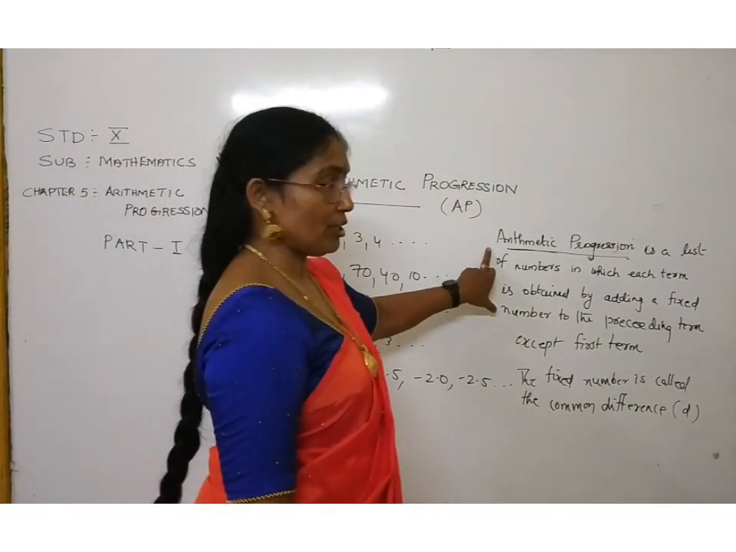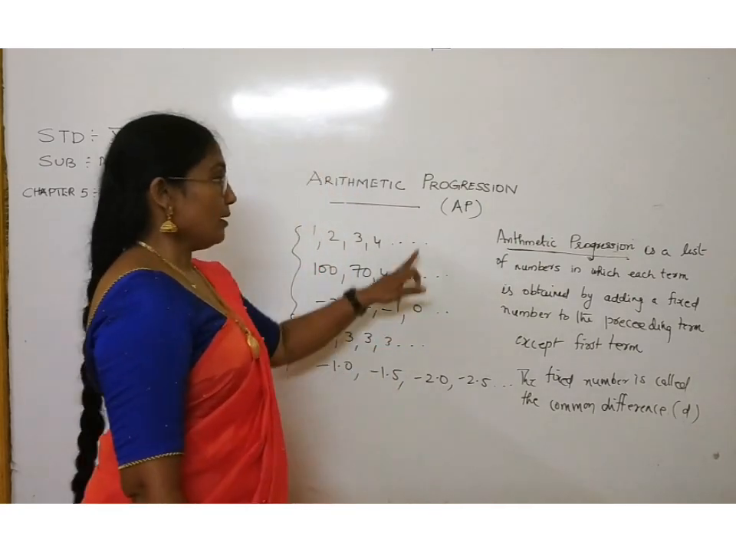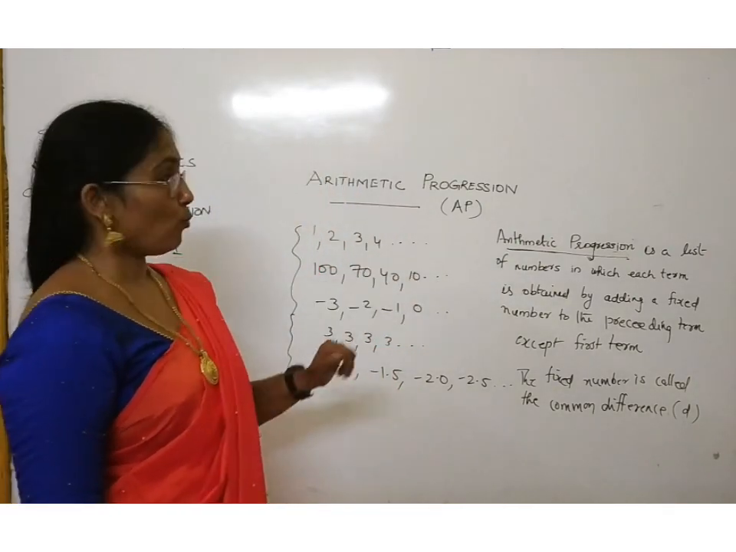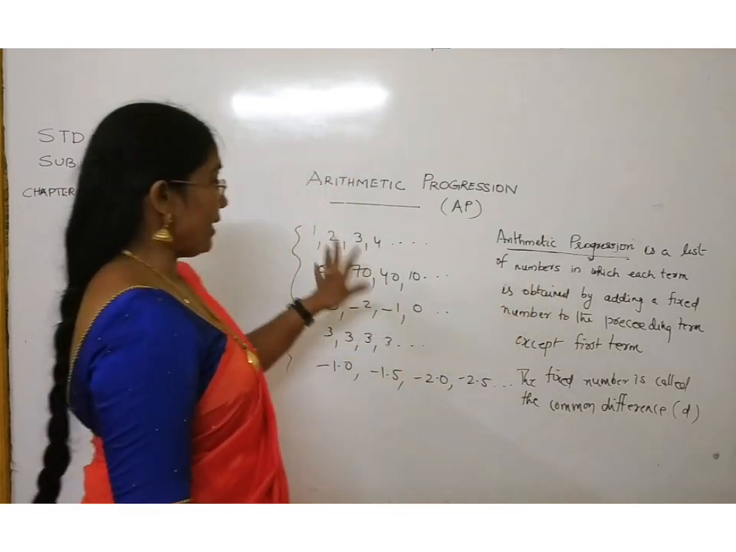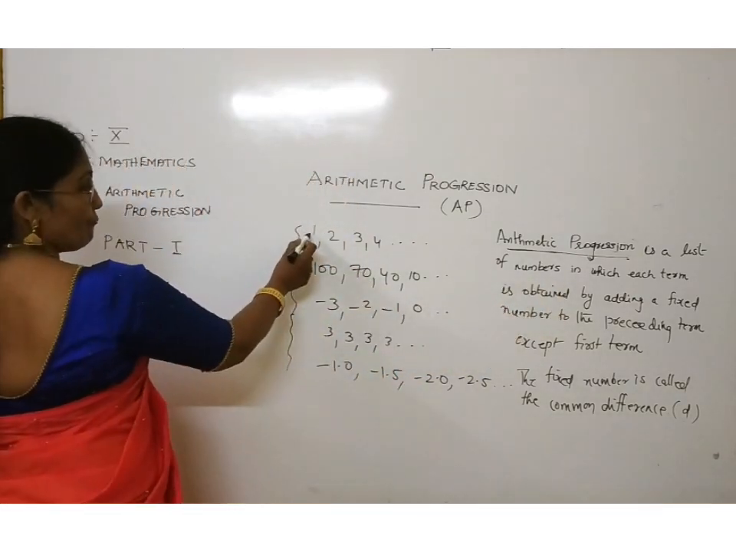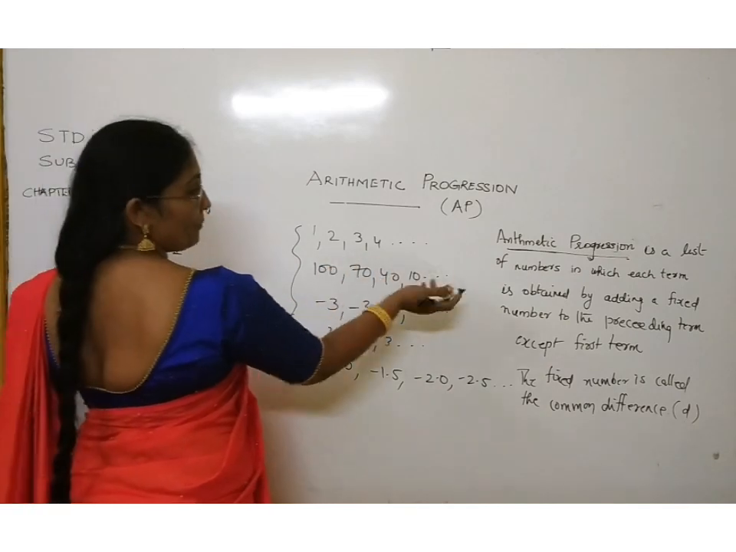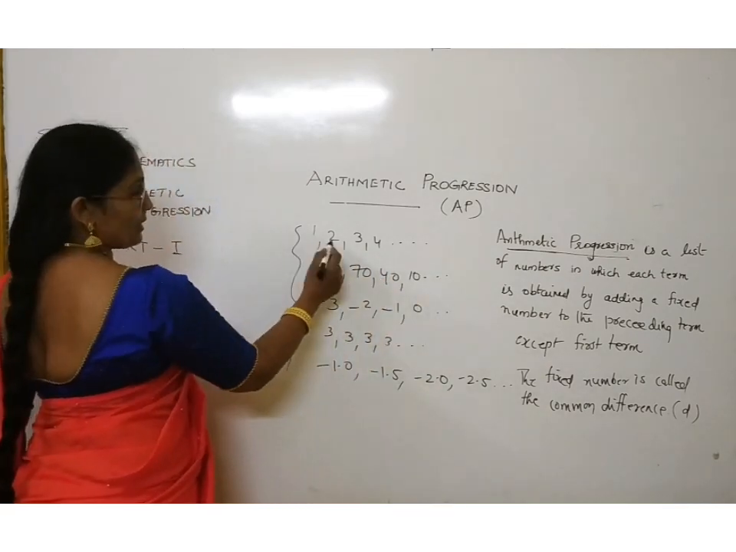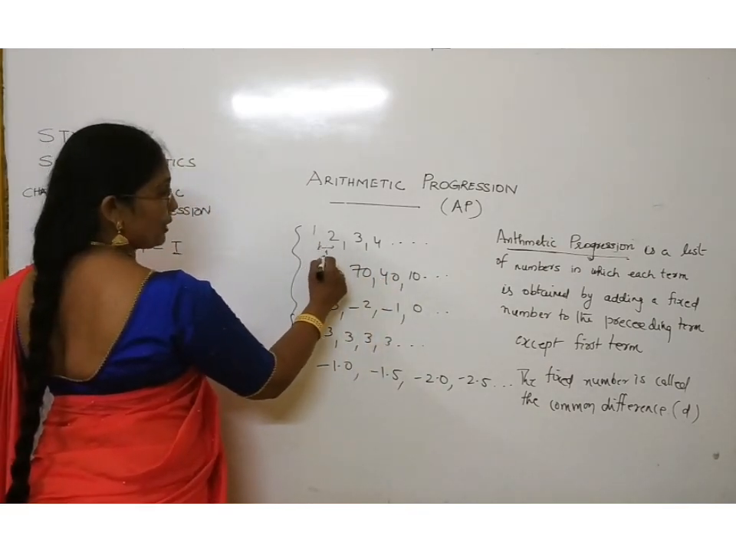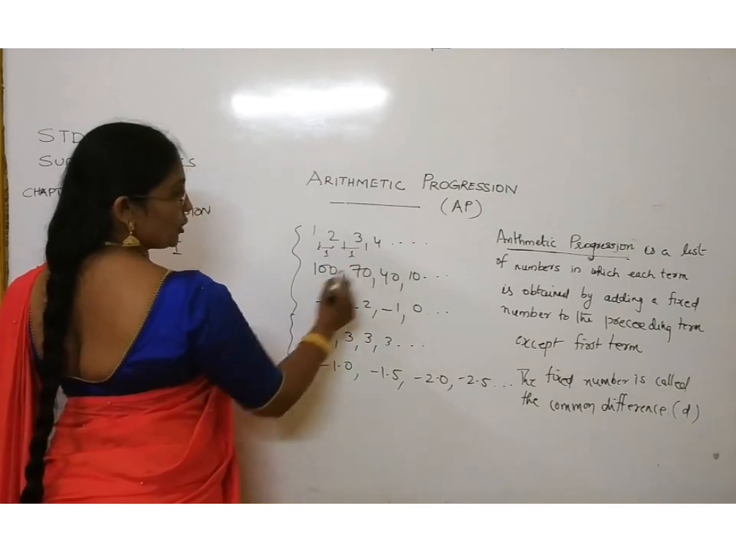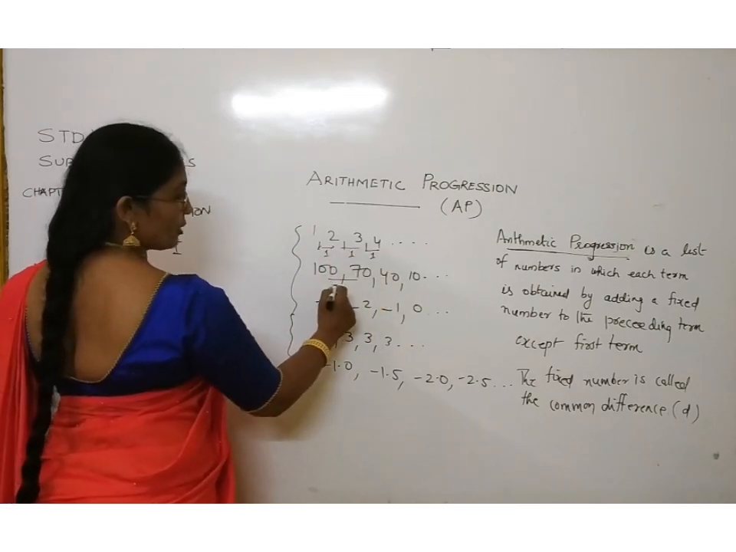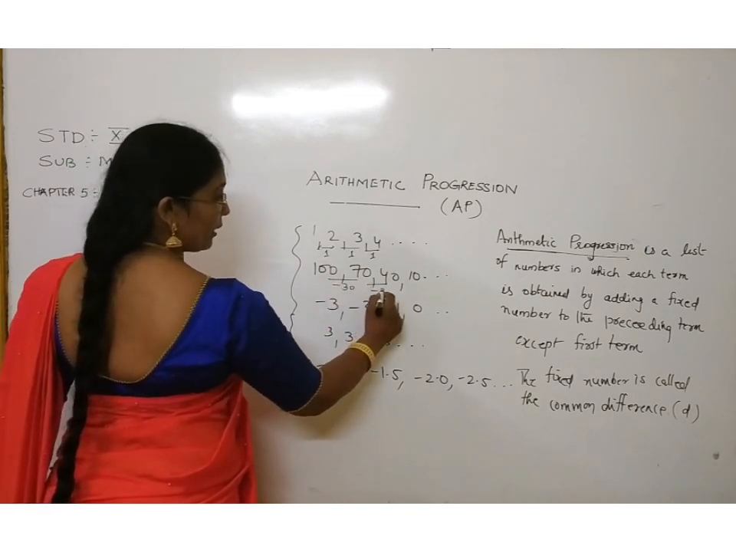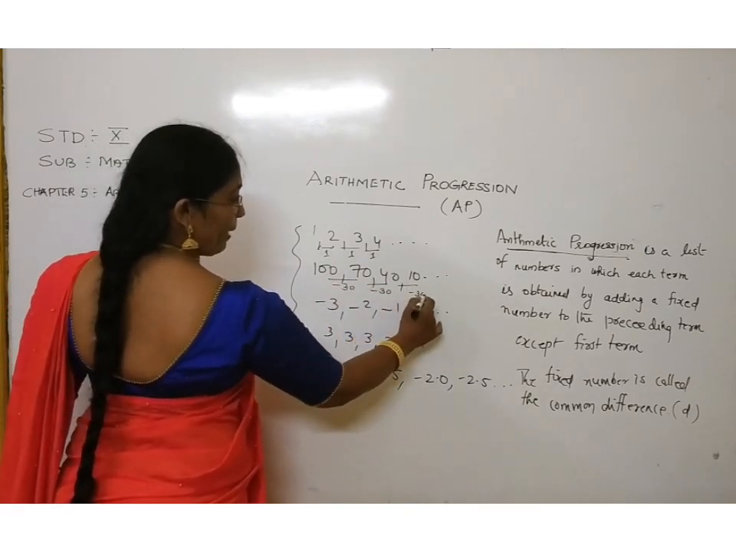That means these all are lists of arithmetic progression. Why? Because it is a list of numbers in which each term is obtained by adding a fixed number to the preceding term, except the first term. What is the difference of these two? 1. This difference is 1. This difference is also 1. Same way here, 70 minus 100 is minus 30. Here is minus 30. This one also minus 30.